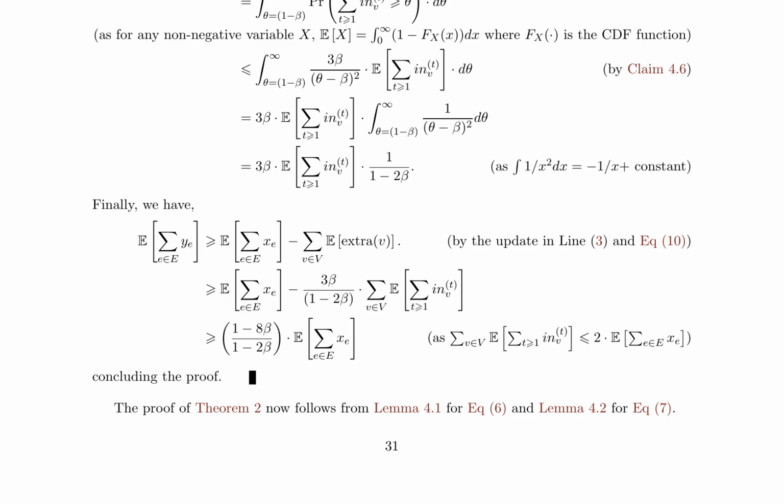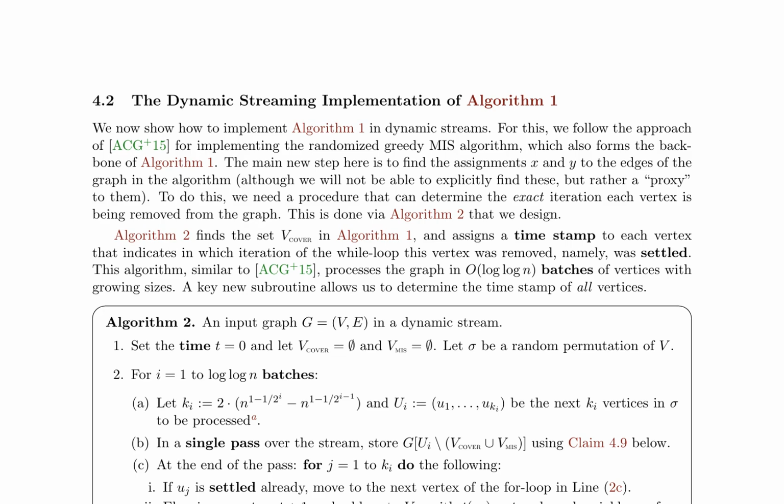A key new subroutine allows the authors to determine the time stamp of all vertices, indicating in which iteration of the while loop each vertex was removed. This is done via algorithm 2, which finds the set vcover in algorithm 1 and assigns a timestamp to each vertex. The authors provide a detailed analysis of the performance of algorithm 2, including its approximation ratio and time complexity.